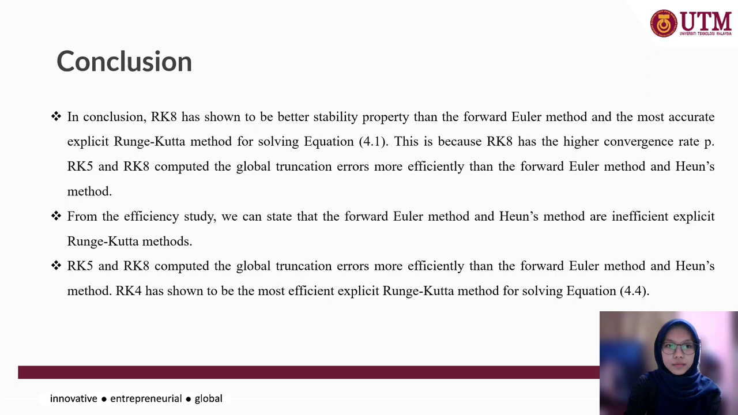RK5 and RK8 compute the global truncation errors more efficiently than the forward Euler method and Heun's method. RK4 has shown to be the most efficient explicit Runge-Kutta method for solving equation 4.4. All the equations we can see in the research.